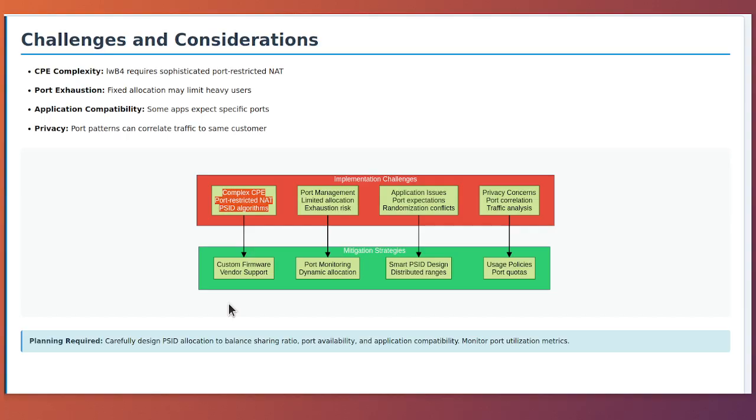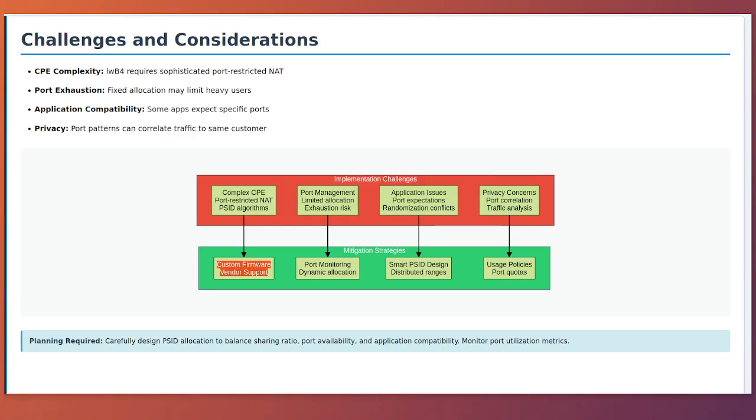This complexity means that generic home routers cannot simply enable Lw4o6 support. They need specific firmware that implements the full LWB4 functionality. ISPs must either develop custom firmware, use vendor equipment with proper Lw4o6 support, or deploy specialized CPE. This increases deployment costs and complexity compared to DS Lite.